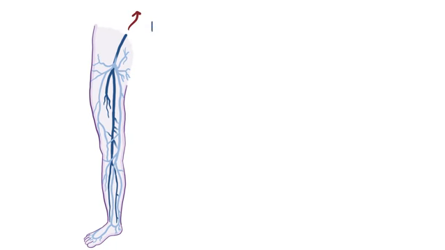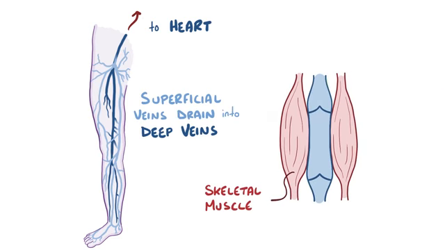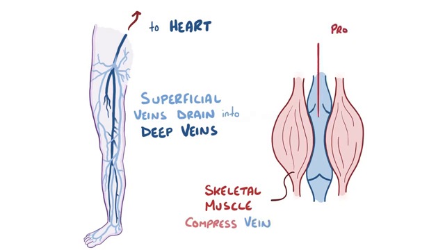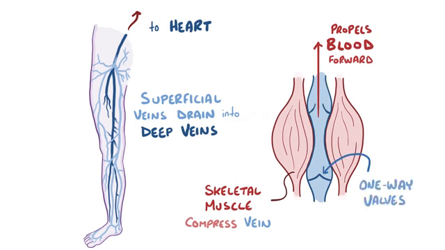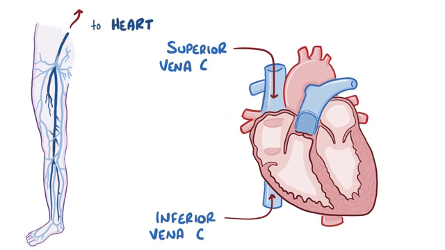Normally, blood makes it back to the heart from all the tissues and organs through a network of veins that merge over and over. Superficial veins drain blood into deep veins, which rely on the skeletal muscle pump to move blood forward. The way this works is that the surrounding skeletal muscles compress the vein and propel blood forward, and the veins prevent blood from moving backwards by using one-way valves. Ultimately, all the blood ends up in the superior or inferior vena cava and dumps into the right atrium.